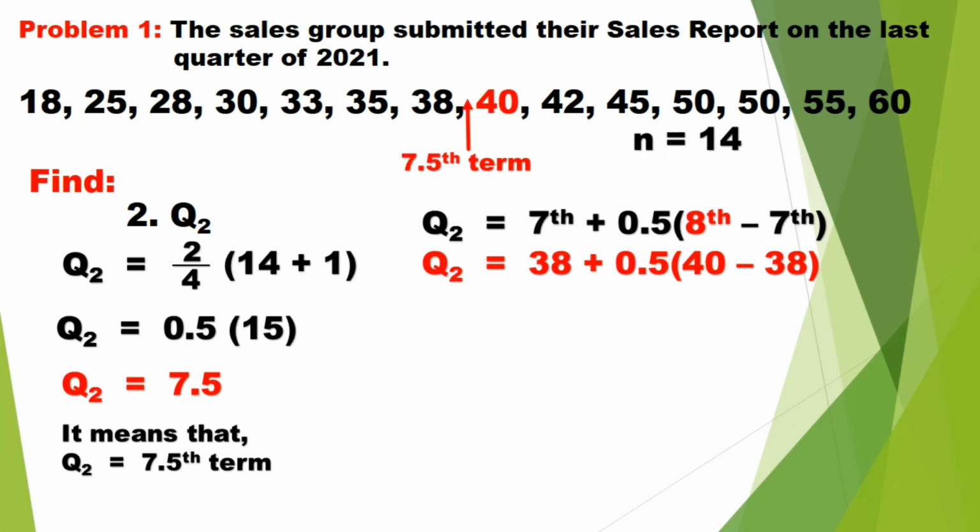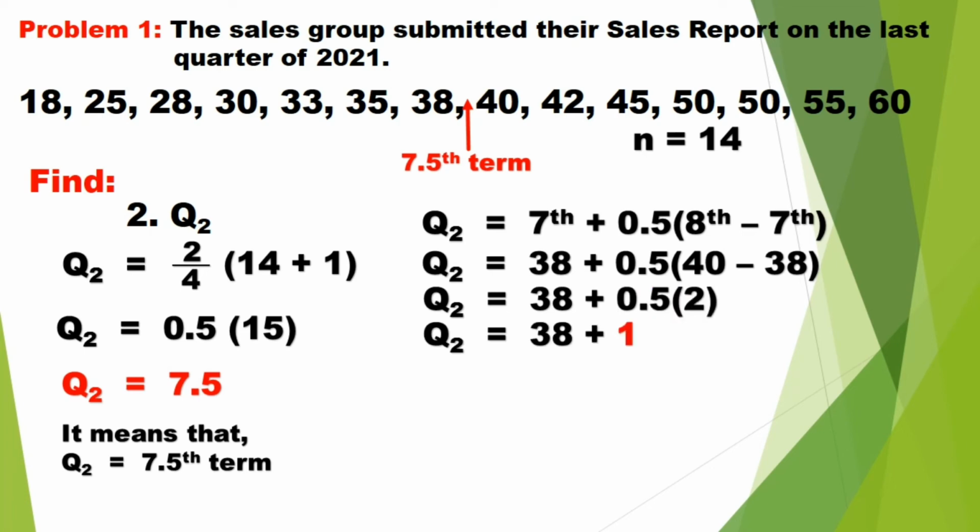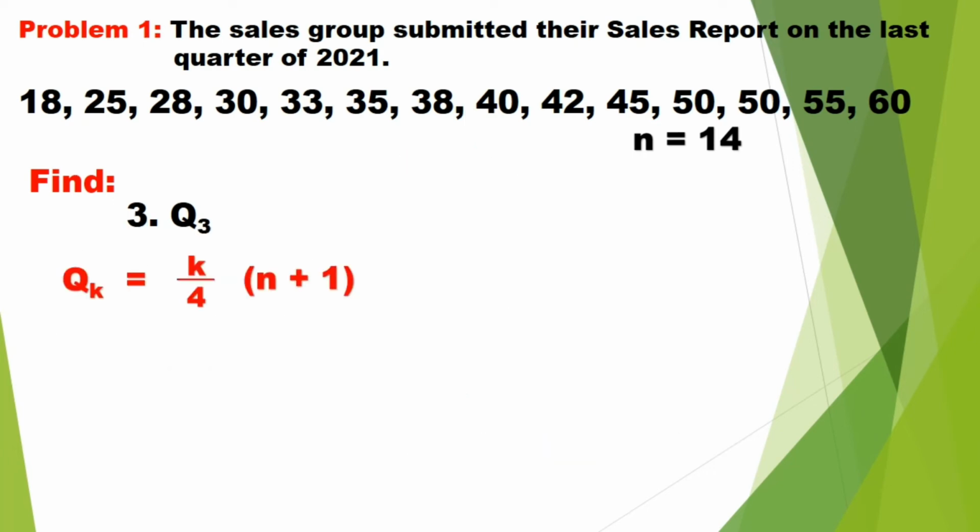Solve first inside the parentheses. 40 minus 38 equals 2. 2 times 0.5 equals 1. 38 plus 1 equals 39. Therefore, the exact value of the second quartile or quartile 2 is 39. Number 3, find Q sub 3 or quartile 3 of the same formula.